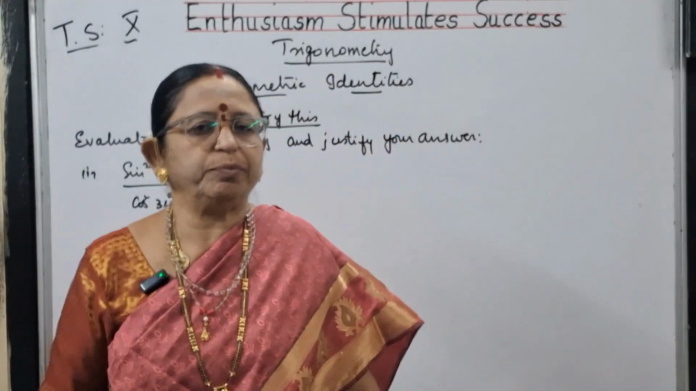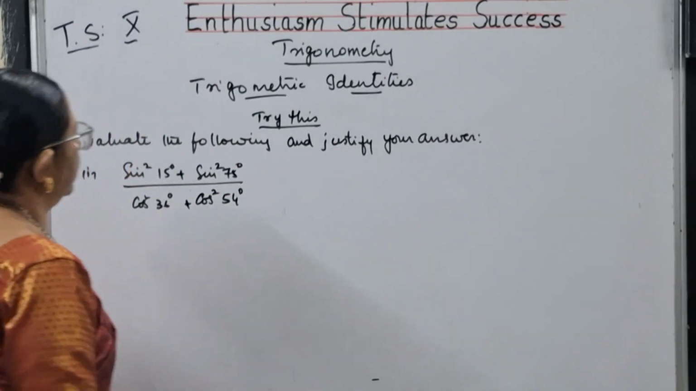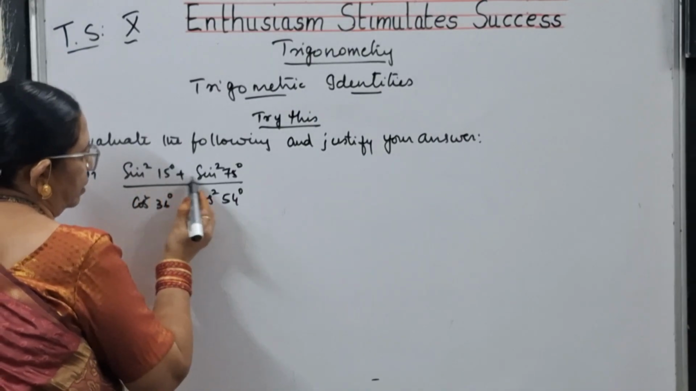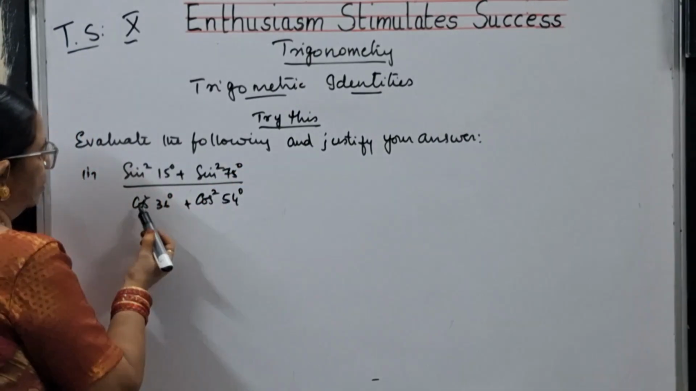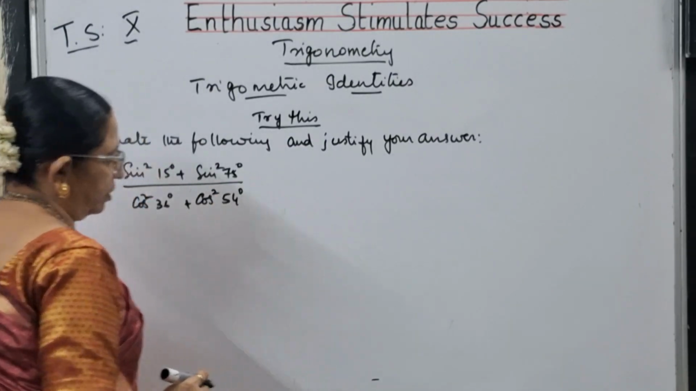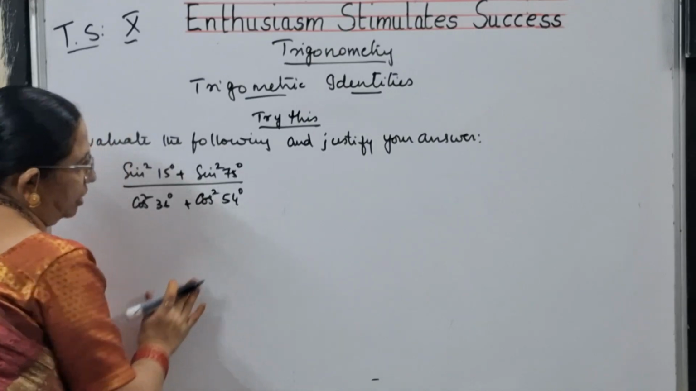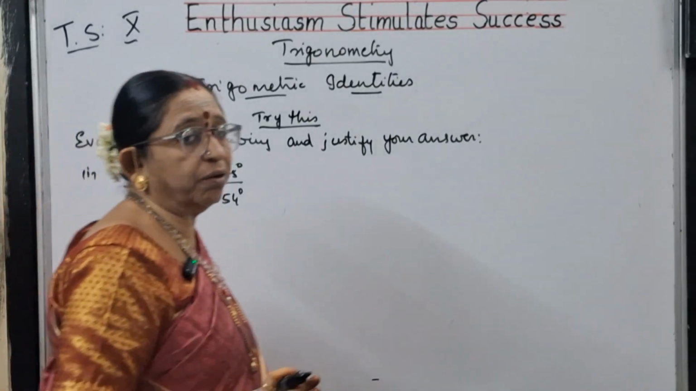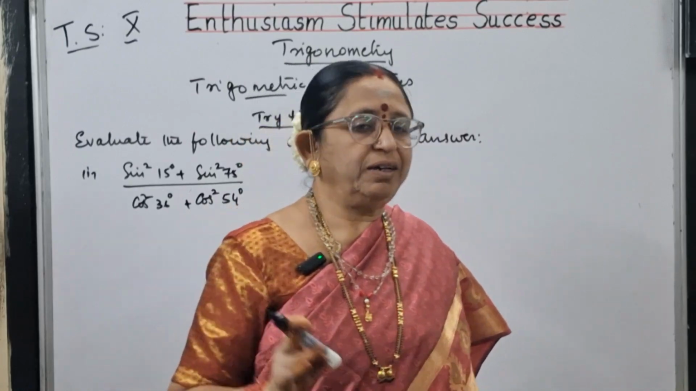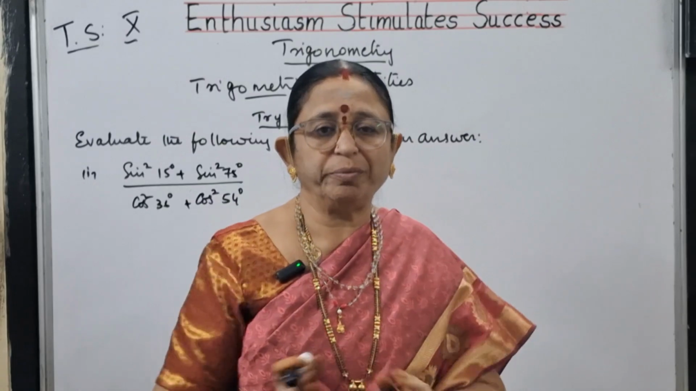Now let us try this problem, children. Evaluate the following and justify your answer. So here they have given sine square 15 degrees plus sine square 75 degrees by cos square 36 degrees plus cos square 54 degrees. These problems in this try this are combinations of trigonometrical complementary angles and trigonometrical identities. These two are combined in this problem.